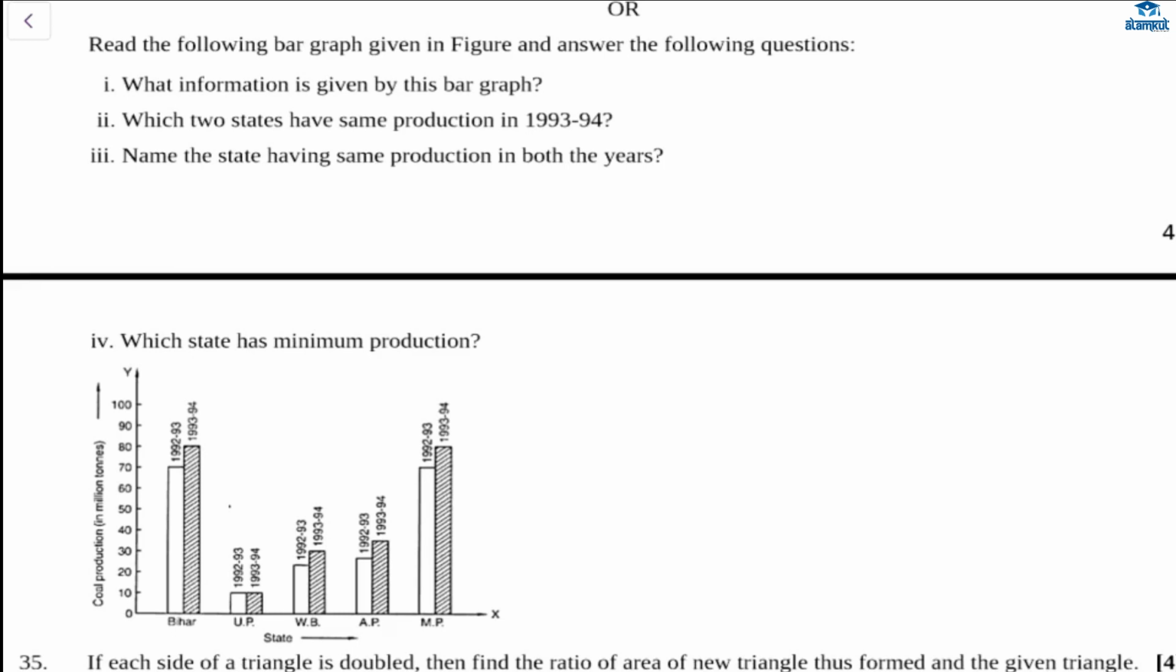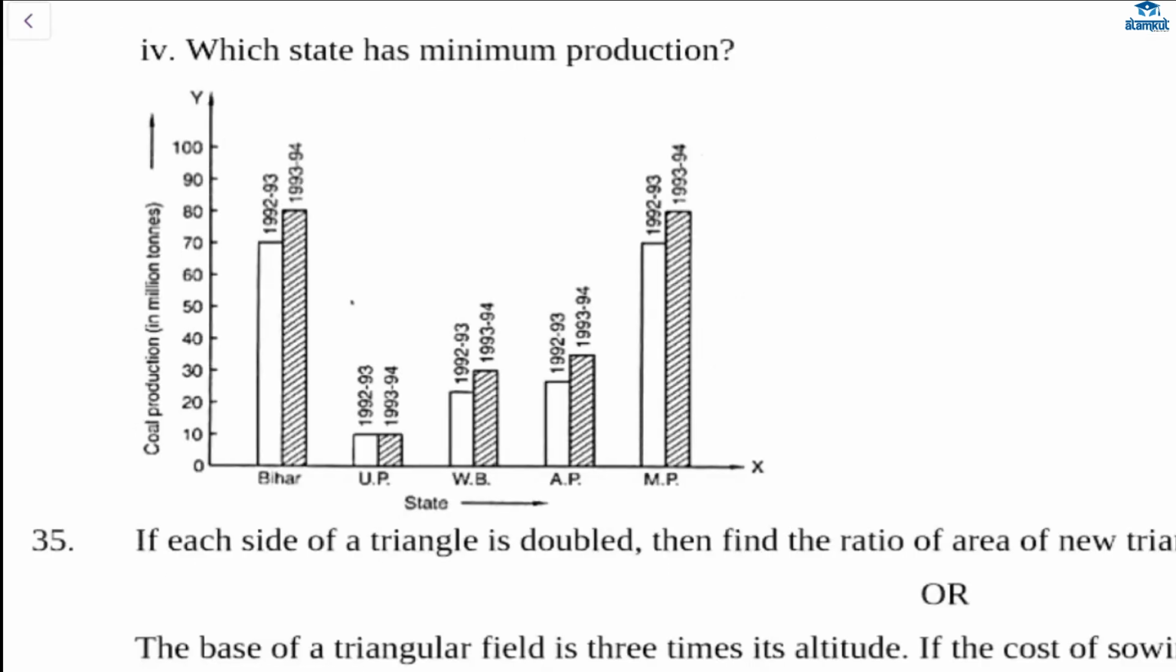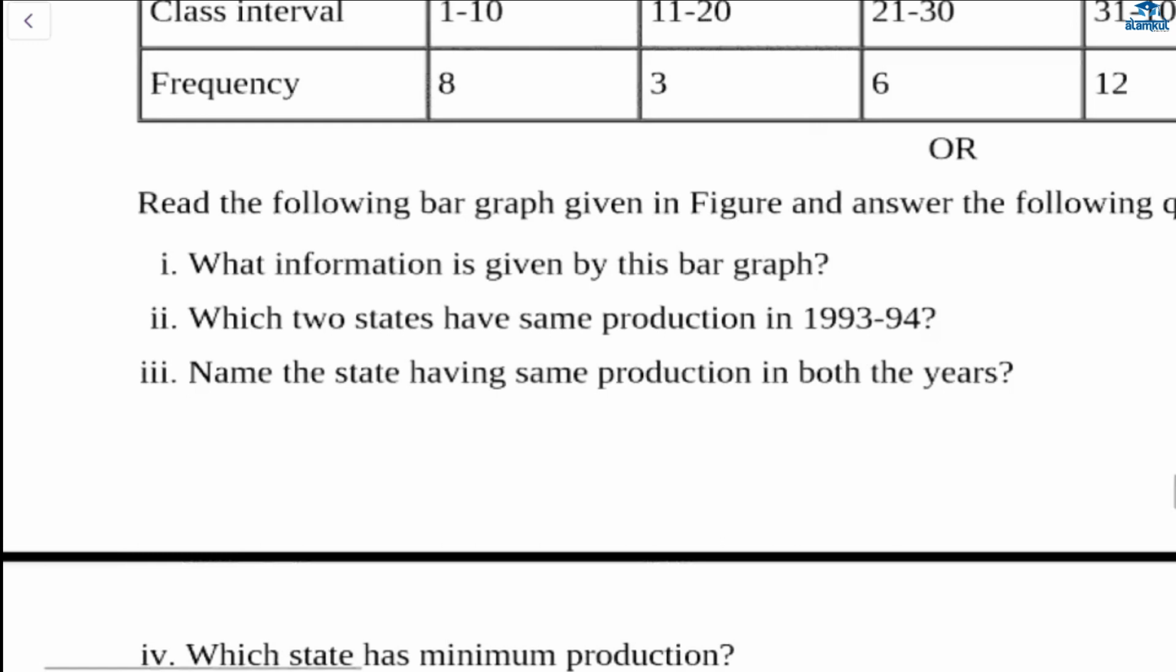What information is given in this bar graph? See the bar graph and tell me what information is given. Coal production by different states in the years 1992 to 1993 and 1993 to 1994 is given. This is the given information. Now, which two states have the same production in 1993 to 1994?